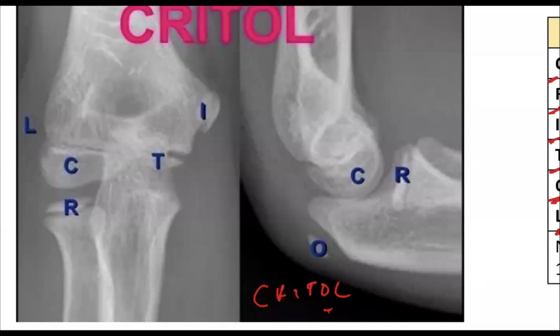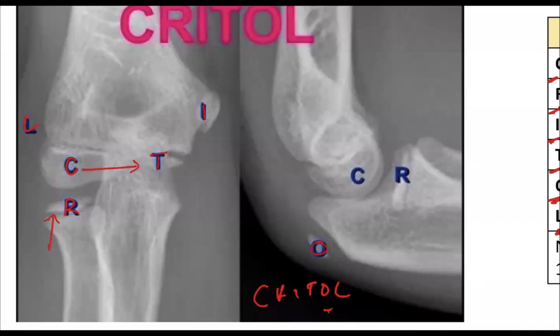So an easier way to pick it up is first pick up the radial head. It's easy to pick up a radial head. So you know this is the radial head. Right above the radial head is the capitulum. Right above the capitulum is the lateral epicondyle. Adjacent to the capitulum is the trochlea. Above the trochlea is the medial epicondyle. If you remember in this manner, it is easier to pick up.